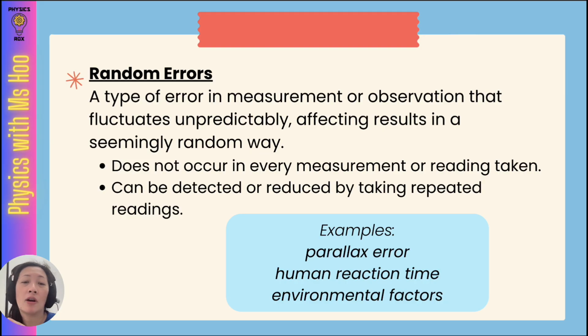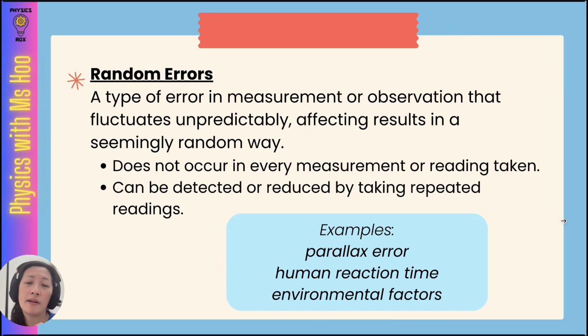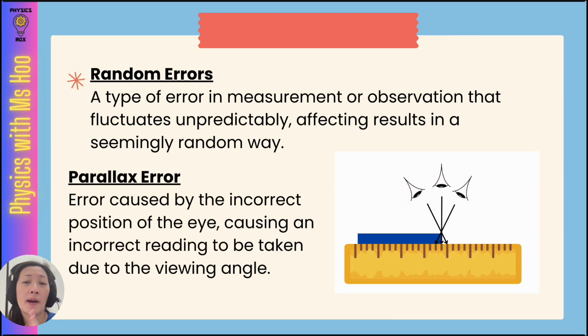This type of error does not occur in every measurement or reading taken. So sometimes it occurs, sometimes it doesn't, and because of that, random errors can be detected or reduced by taking repeated readings. Examples of random errors could include parallax error. Parallax error is when you place your eye in the wrong position. Instead of looking at the scale straight on, you're looking at it from different sides, causing the readings to increase or decrease. So depending on where your eye position is, the error could exist or not exist and can shift in different ways. So that's why it's a random error.